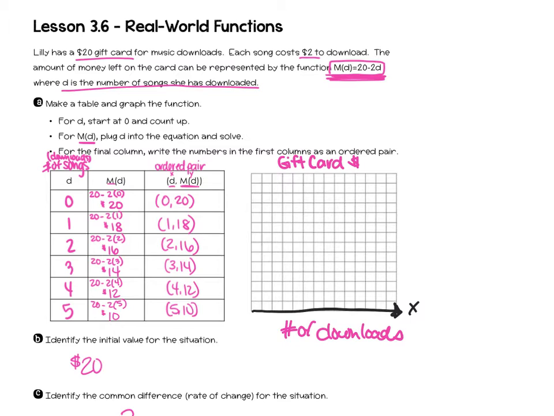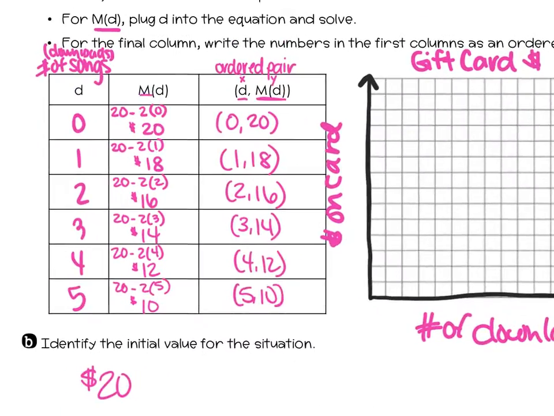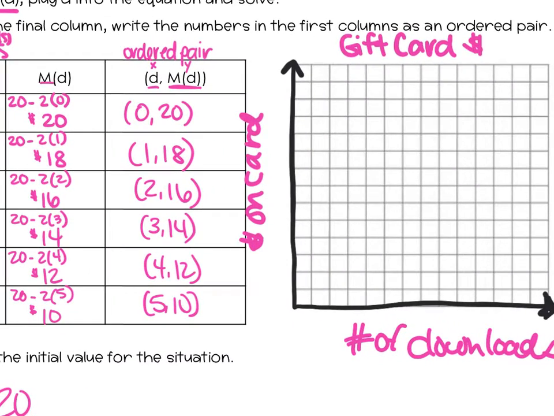And then the Y, or the M of D part, is talking about money left on the gift card. So I'll say money on card, something along those lines. Those don't have to be a set thing; you have a little leeway with those. Now each of these is a point, so I just want to graph each of them. Let's see what our graph goes up to, though. We have to pick a scale.